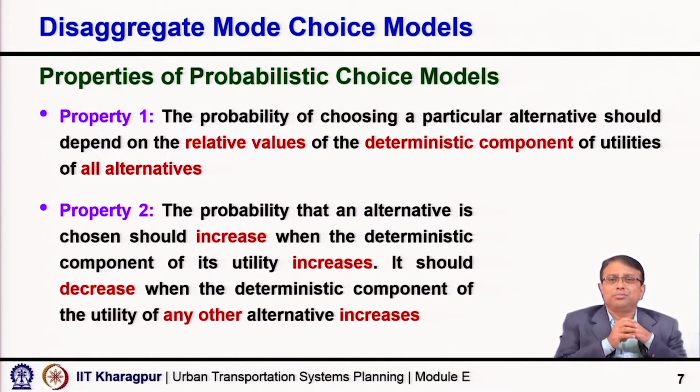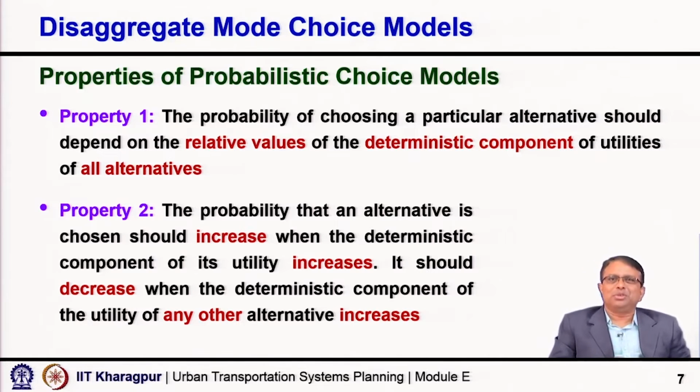The third is that I do not even know that something influenced the choice decision. So, there was no scope for me to even consider that. All such things are taken care of by the error term, and the distribution we assume for the error term will determine whether it will be logit or probit.